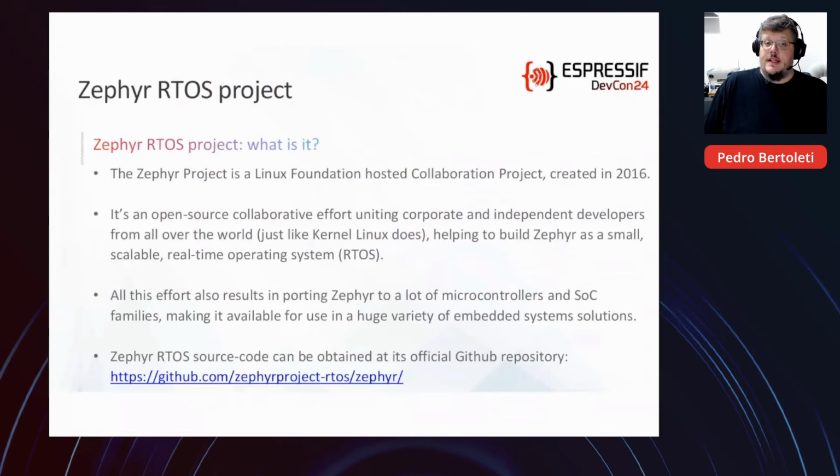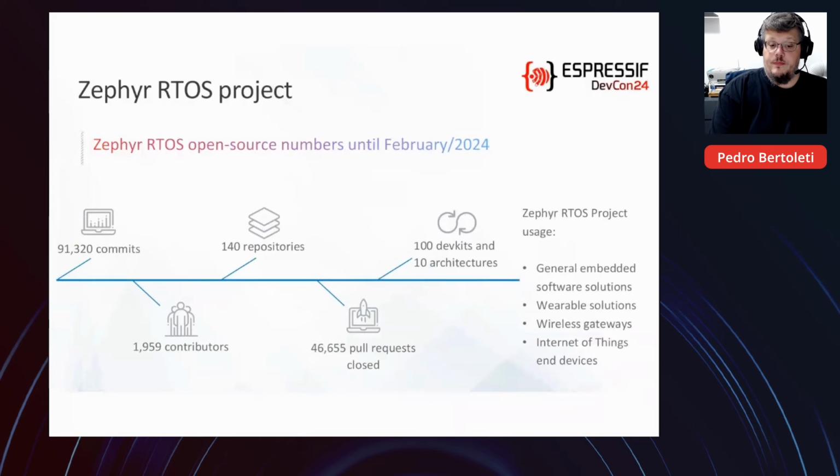Zephyr RTOS is a Linux Foundation hosted collaboration project created in 2016. It's an open source collaborative effort uniting both corporate and independent developers from all over the world, helping build Zephyr RTOS as a small, scalable, real-time operating system. As a result, Zephyr RTOS is now an embedded operating system supported by several microcontrollers and SoC families, like ESP32, for being applied in a huge variety of embedded system solutions.